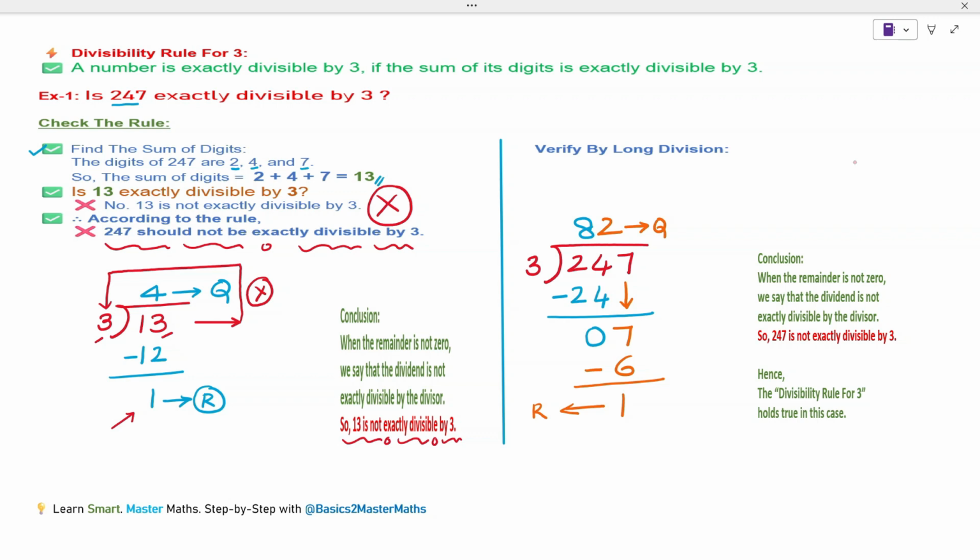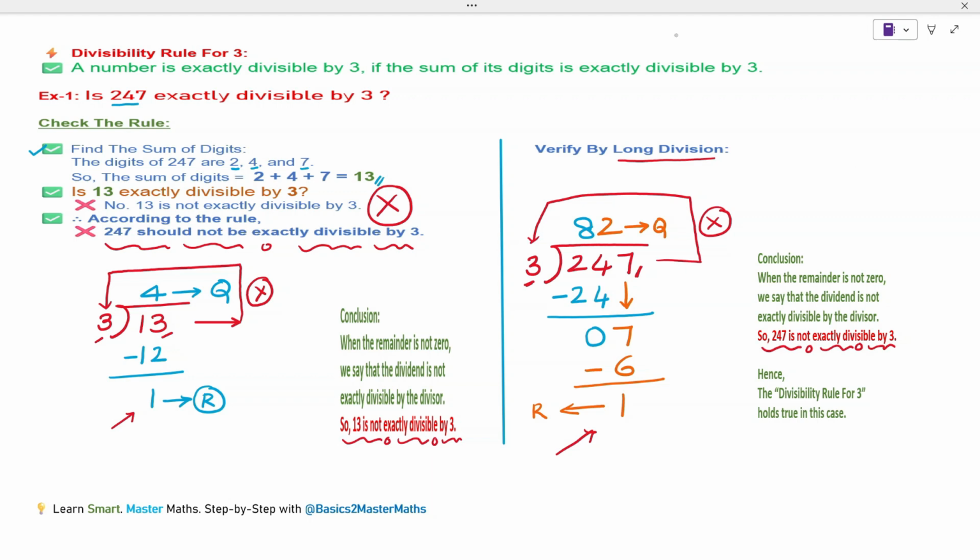Now, verify the correctness of the divisibility rule using long division. When we divide 247 by 3, we get 1 as the remainder. When the remainder is not 0, we say that the dividend is not exactly divisible by the divisor. So, 247 is not exactly divisible by 3.